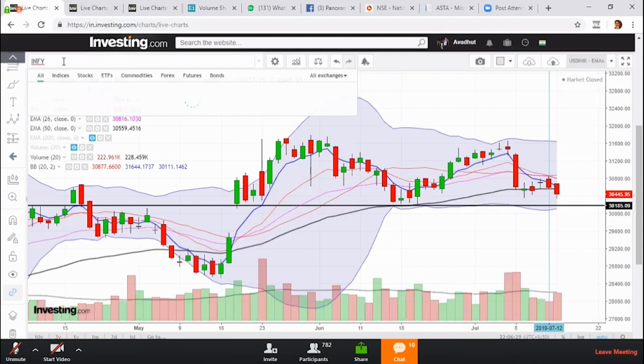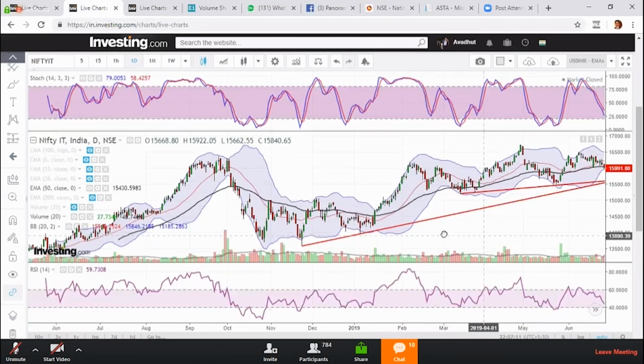Because Nifty IT was showing a head and shoulder kind of a pattern, and this is why you must always be prepared to change your view as the market unfolds the price. As markets unfold its price, we should be ready to be nimble, humble, and change our hats.